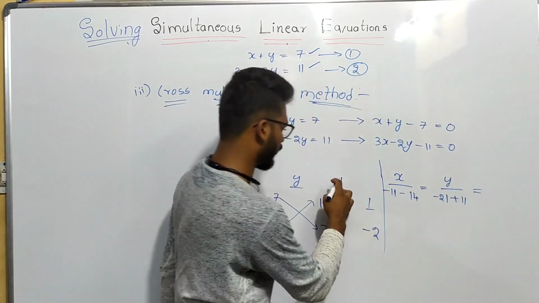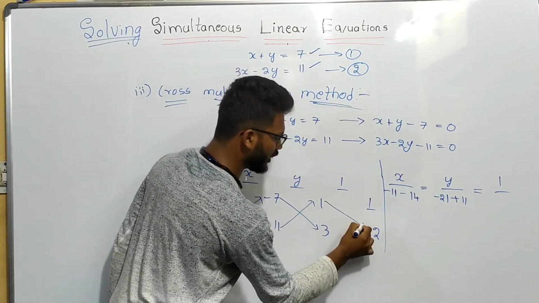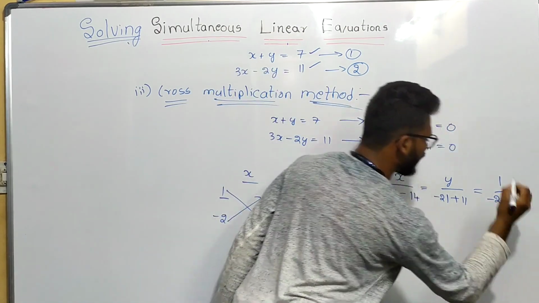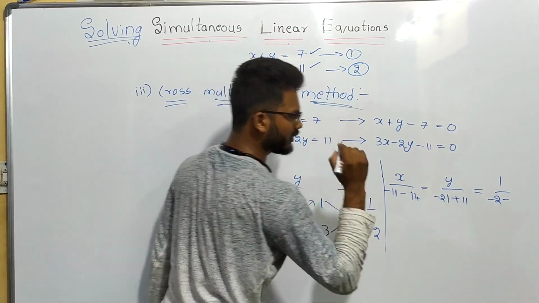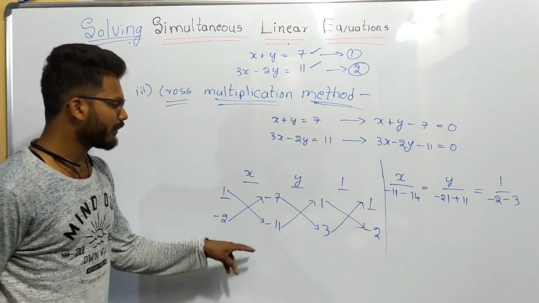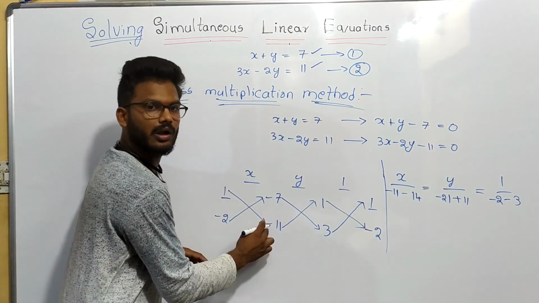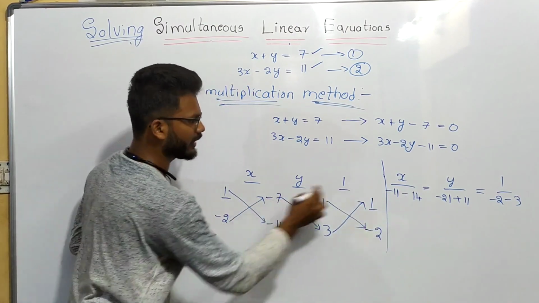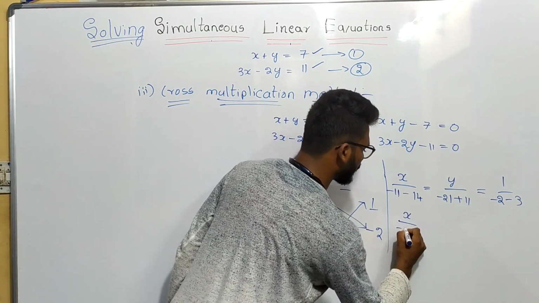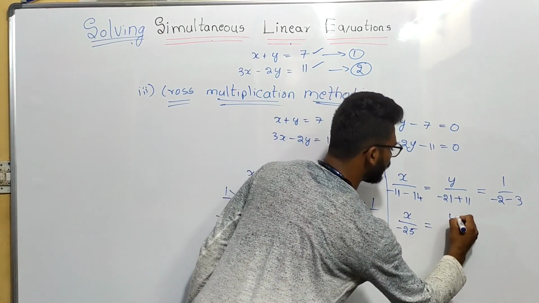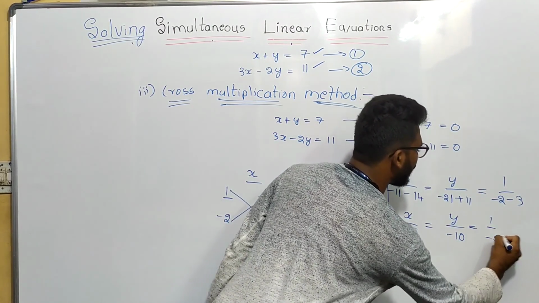Is equal to again 1 by. What will you get? 1 into minus 2 is minus 2. What I told, you have to keep minus, and 3 into 1 is 3. This method you call cross multiplication. First you multiply these two and then put minus and again multiply these two and write. So solving, we get x by minus 25 is equal to y by minus 10 is equal to 1 by minus 5.